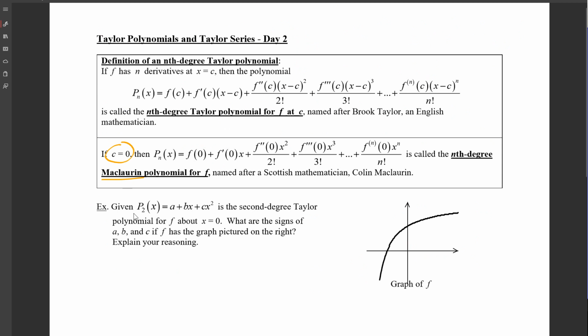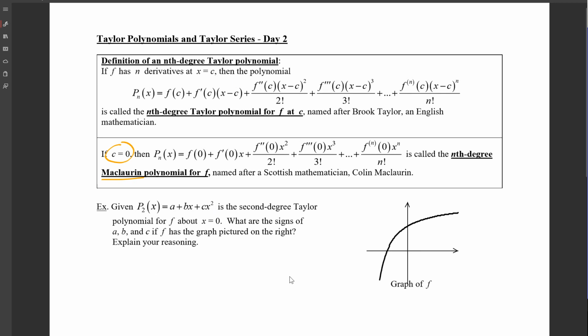If you're given that P is equal to this expression, it's a second degree Taylor polynomial for f about x equals 0. Can you tell me what the signs are of these coefficients a, b, and c if you know that this is your graph? Okay, well, let's think about what we know about the Taylor series. If this is a Taylor series, okay, then this formula came from this formula up here, all right? And we're doing about x equals 0, so we actually can use a Maclaurin formula, okay? So the Maclaurin polynomial here is actually this formula right here.